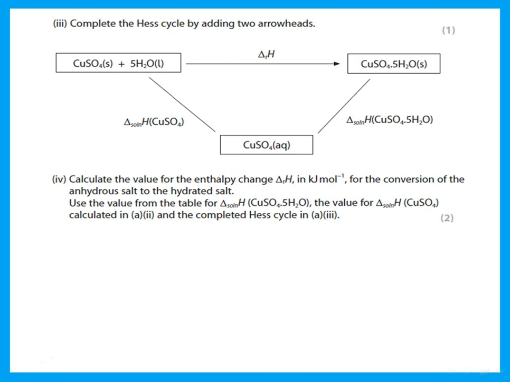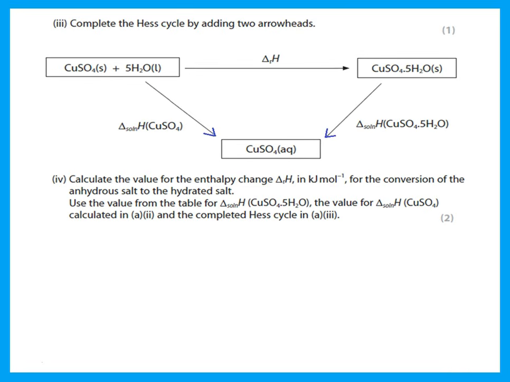Then he says complete the Hess cycle by adding 2 arrowheads. You should realize that copper sulfate solid plus 5 water gives the copper sulfate aqueous, and the copper sulfate 5 water as a solid. When I dissolve it in water, that is delta H of solution, and that becomes also copper sulfate aqueous. So both arrows point down.